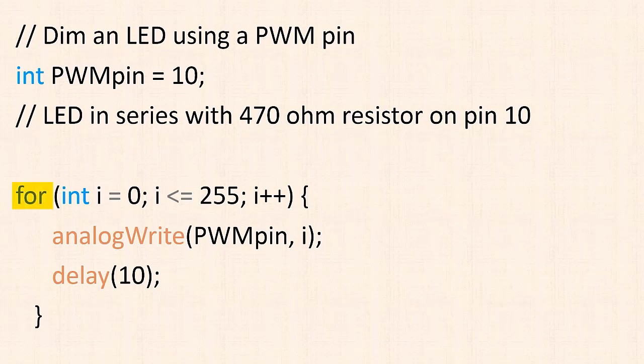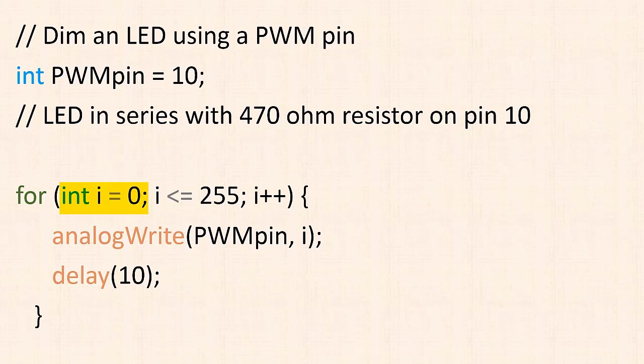We have the word for, and then inside the parentheses, we have three different statements. First, we set or initialize the variable I to 0. And this only happens once, the first time we go through the for loop. After the first time, this statement is ignored, and the other two statements are executed.